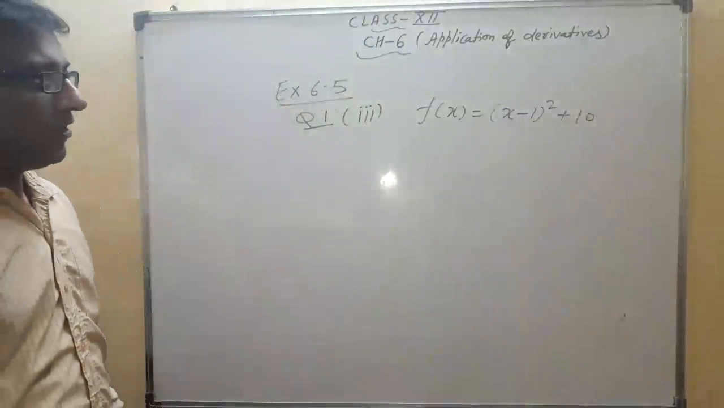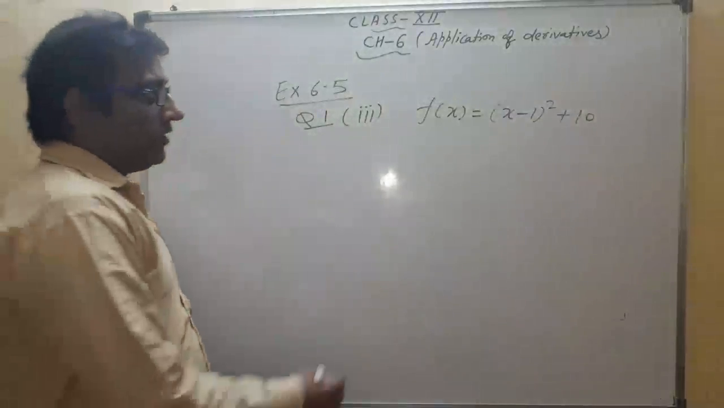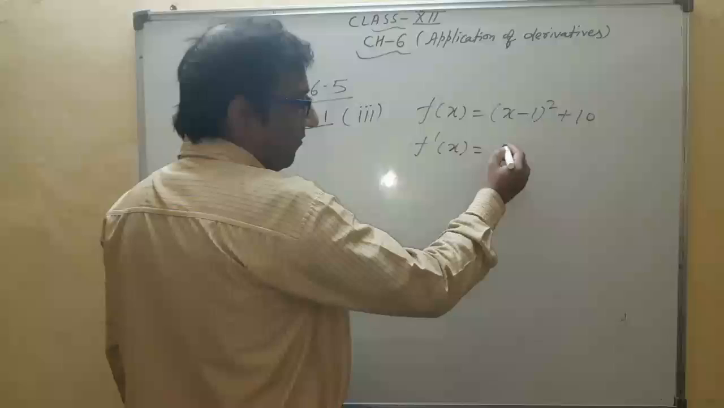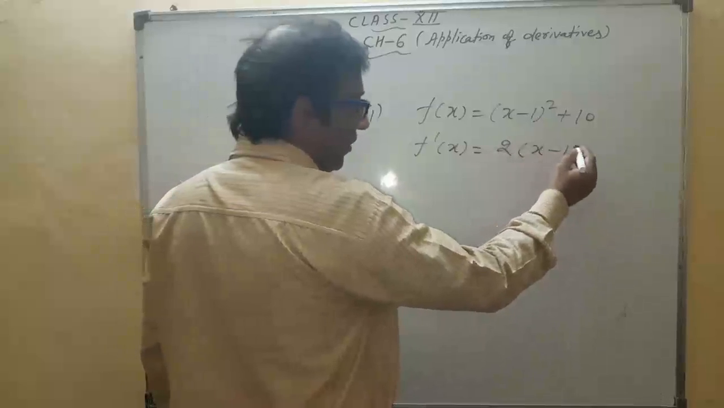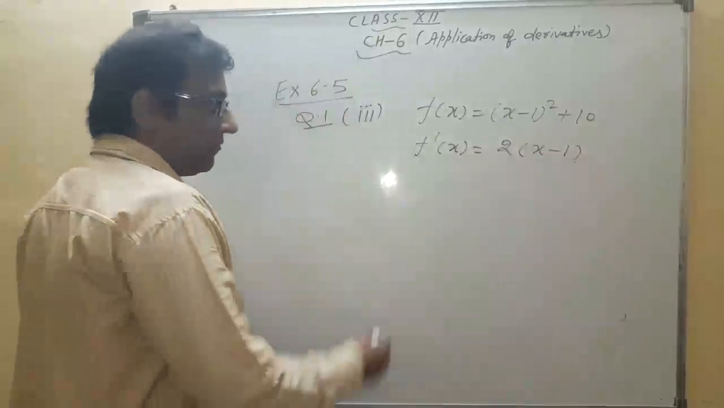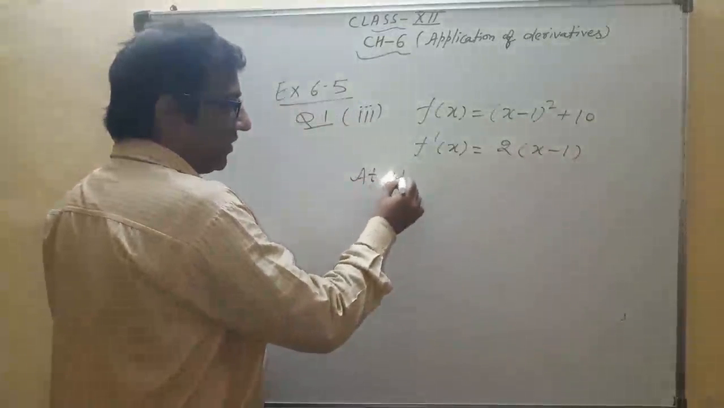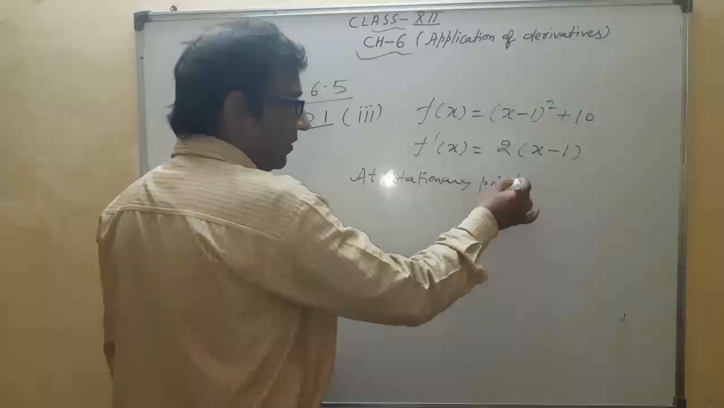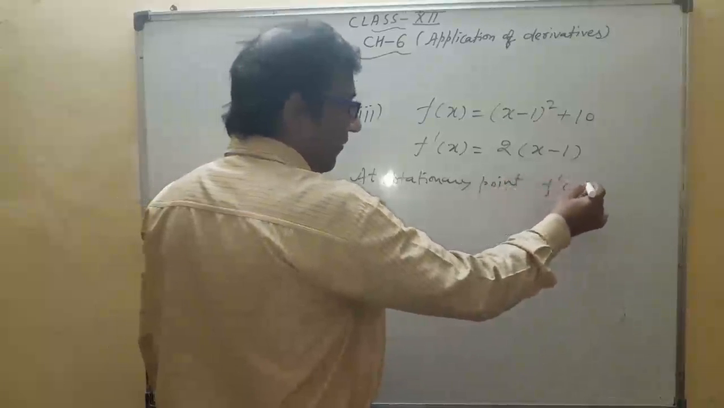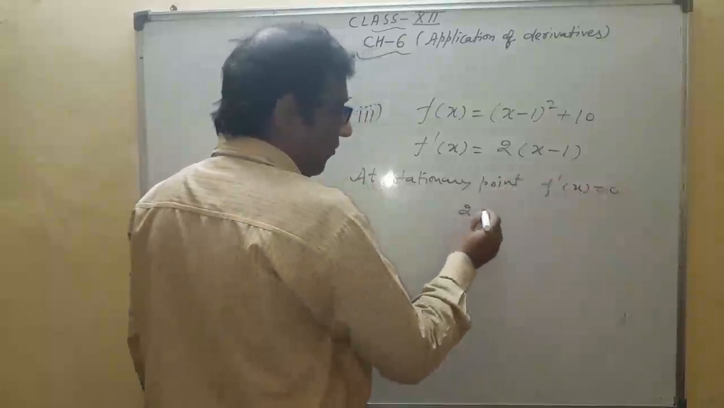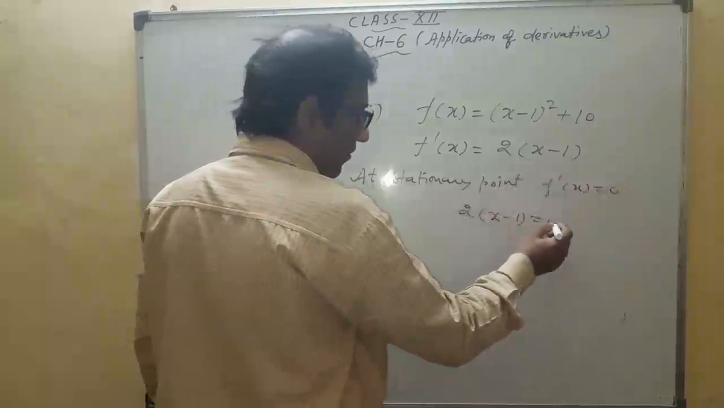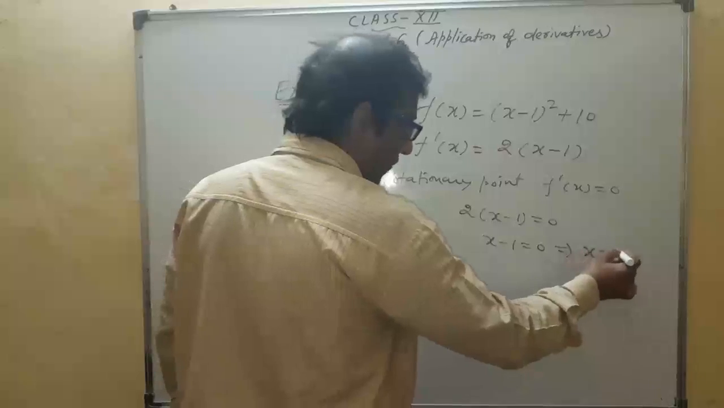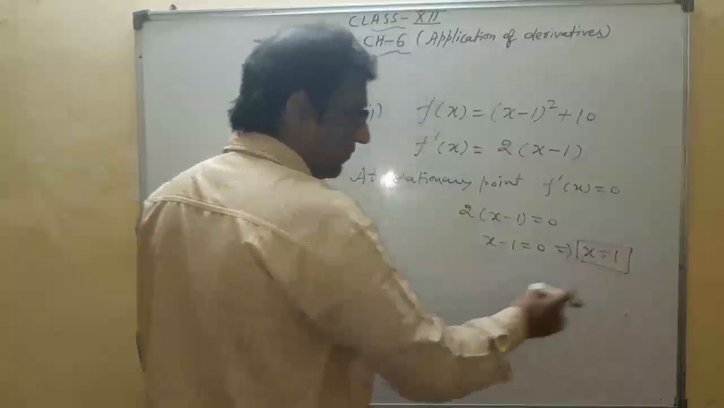So how can we calculate the maximum value and minimum value here? First we will do the differentiation. When we do the differentiation, we will get 2 into (x minus 1). At the stationary point, we will put f dash x equals 0. So we get 2 into (x minus 1) equals 0, so x minus 1 equals 0. That's why we can say the value of x is 1.